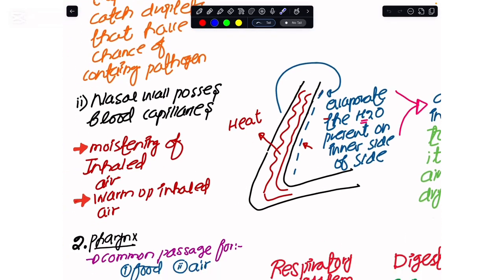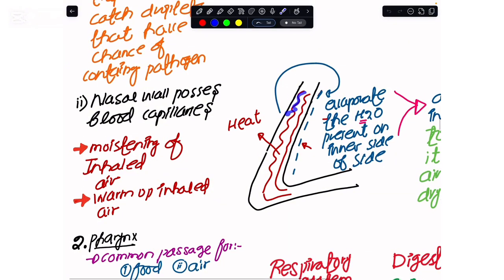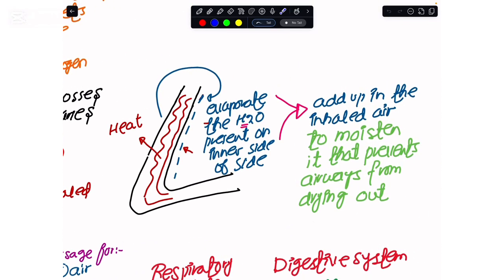Now, if I show you a bigger diagram here, you see that in the nasal wall, as I said above, we have these blood capillaries, and in these blood capillaries, there is blood flowing. And in the blood, we know that we have heat. As far as the law of thermodynamics is concerned, heat is always transferred from a hotter to a colder body. So the air that I am inhaling might be cold air, so the heat would get out of these blood capillaries, and this would help in warming the air up. The other thing is, how can we moisten the air within the nose?